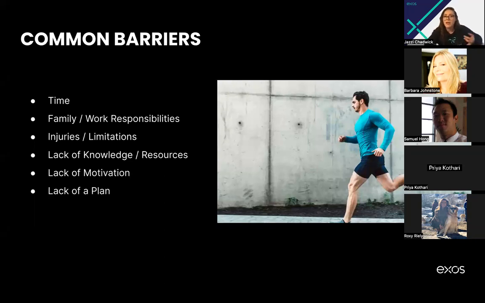Time, family or work responsibilities. Maybe you have injuries or limitations if you have a fitness goal. Maybe lack of knowledge or resources. And again, that could be with anything, a lack of motivation. Maybe you don't know what your why is, and that's the barrier to why you haven't met your goal yet or why you're struggling to reach your goal. And maybe the lack of a plan, right? And that's where failing to prepare is preparing to fail.